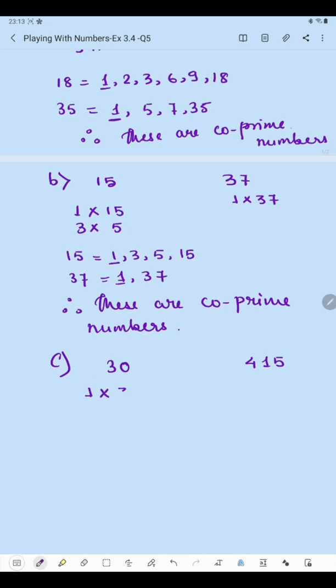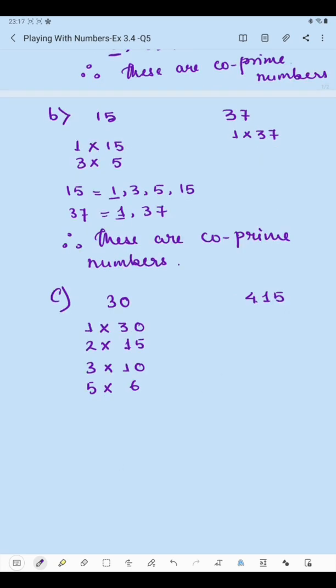So 1 30s are 30, 2 15s are 30, 3 10s are 30. It cannot be divided by 4. Okay, then we have 5, 5 6s are 30. Then 30 cannot be divided by 7, 8, 9 and 10 we have already. So these are the factors of 30.